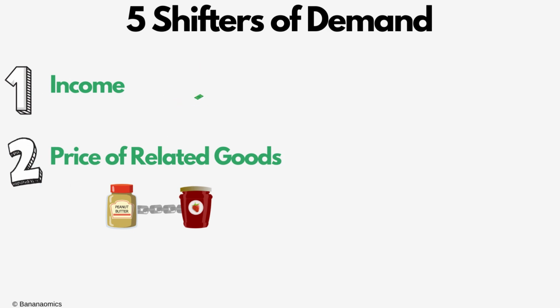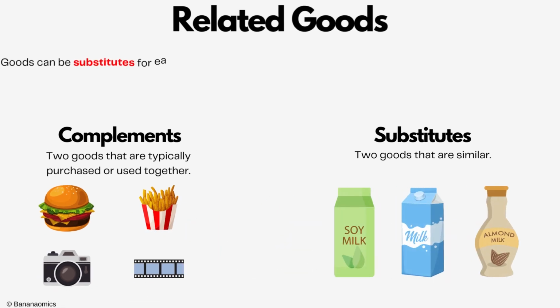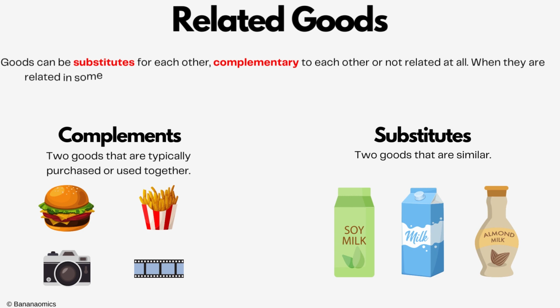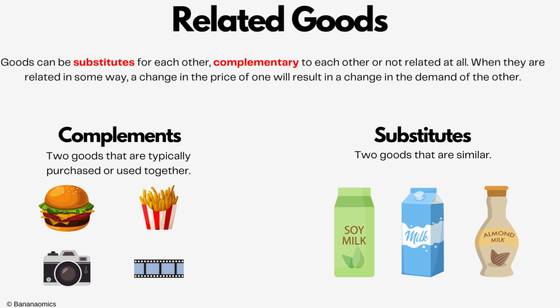Another shifter that we need to discuss is the price of related goods. Related goods are separated into 2 categories: complements and substitutes. Complements are goods that typically are purchased together, such as peanut butter and jelly or cereal and milk. If the price of a good increases, the quantity demanded of that good will decrease. Therefore, less people will buy the good, and the complementary good will see a decrease in overall demand.